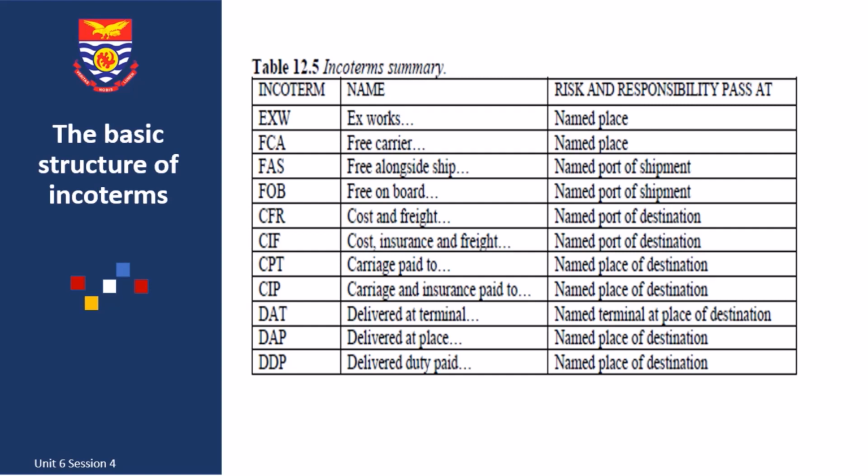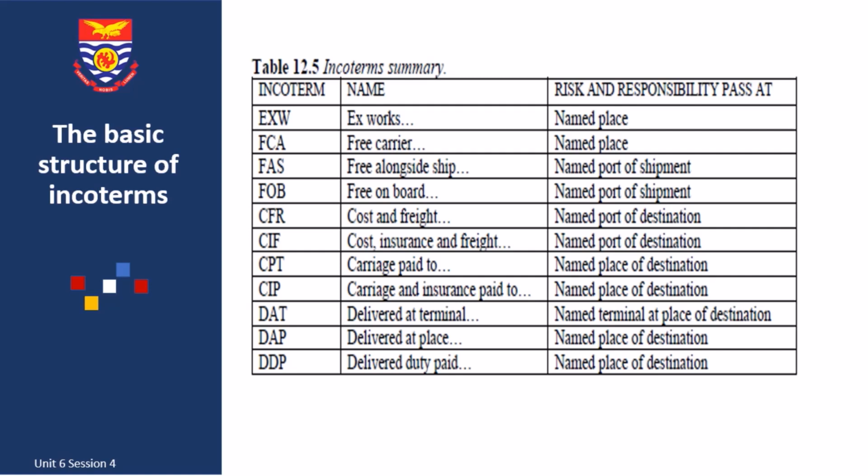The final term we have here is the DDP, delivered duty paid. With this DDP, the seller is responsible for delivering the goods to the named place in the buyer's country, and the seller also pays all costs in bringing the goods to the destination, including all import duties and taxes. If the seller cannot obtain an import license, this term should not be used.